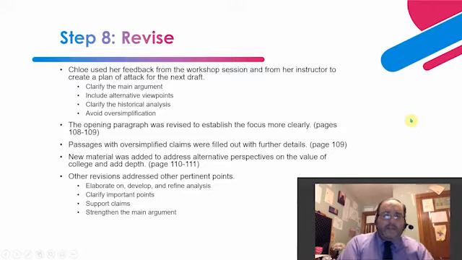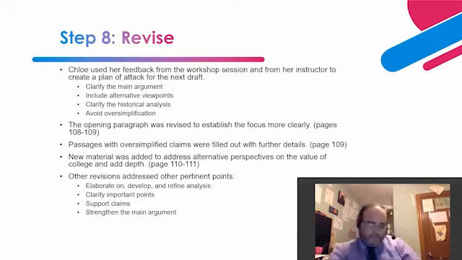With this feedback in mind, Chloe goes to revisions. She used her feedback from the workshop session and from her instructor to create a plan of attack for the next draft. From the feedback she got, she determined there were 4 main things she had to do. 1, clarify the main argument. 2, include the alternative viewpoints. 3, clarify the historical analysis. And 4, avoid oversimplification, and that would address the complexity issue that her instructor brought up.